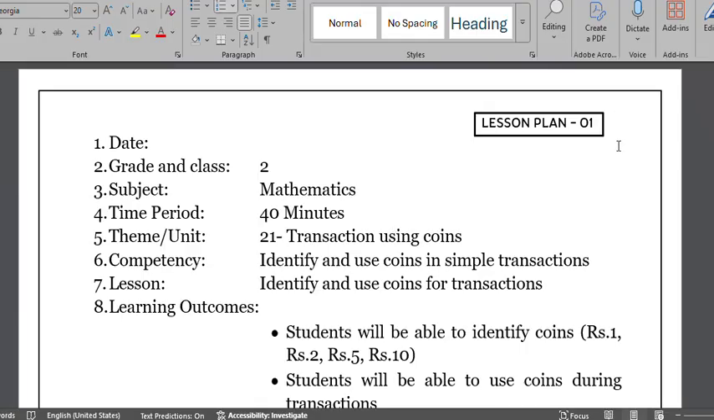You can mention this for each of your lesson plans. So lesson plan 1, 2, like that, you can number them in order. Then you have to mention the date, and so on up to 10: grade and class, the subject, time period, theme or unit, competency, then lesson, then learning outcomes.